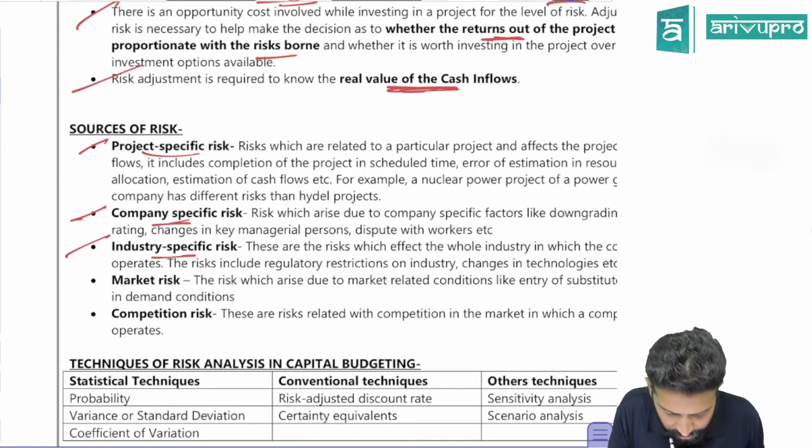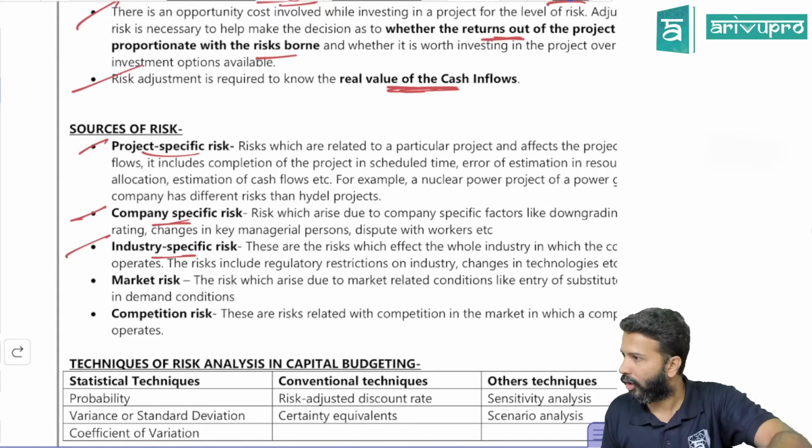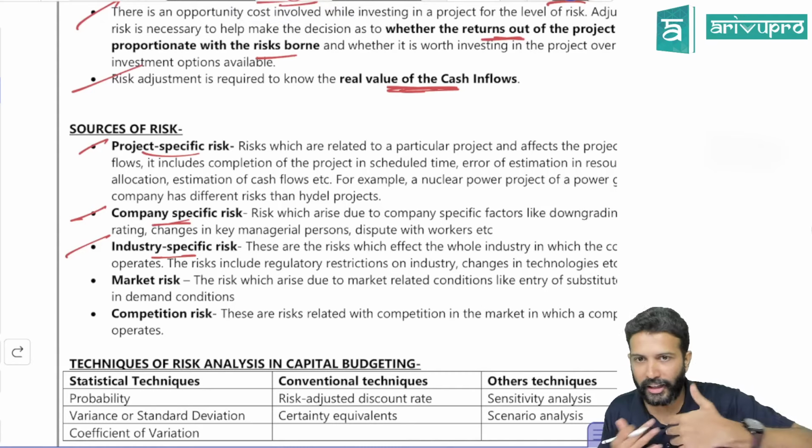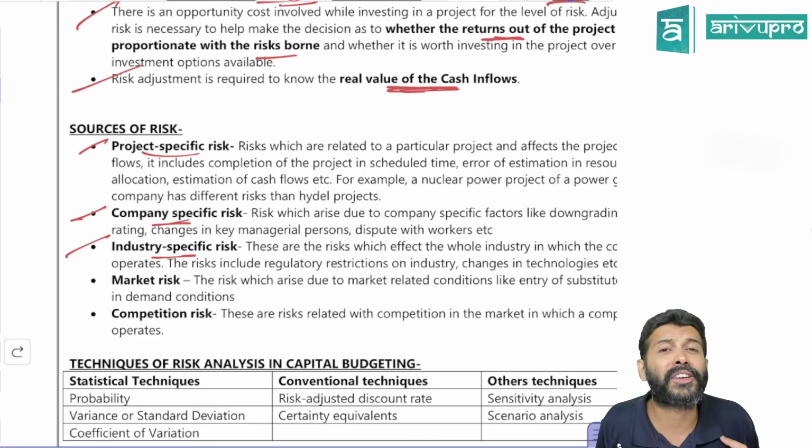That is what risk? Industry specific risk. Because they put that whole ban on the plastic industry itself. They didn't put a ban on my company. They put a ban on the plastic itself, which affects the whole industry.